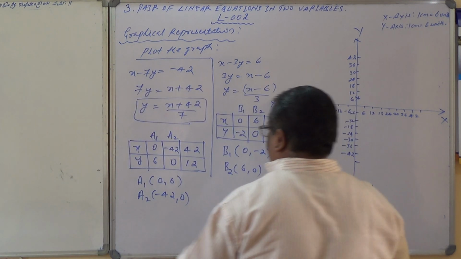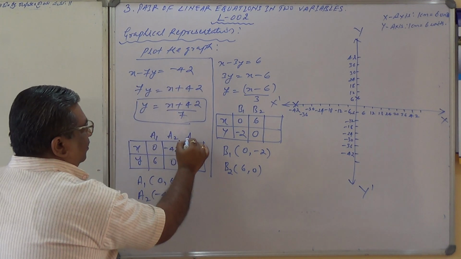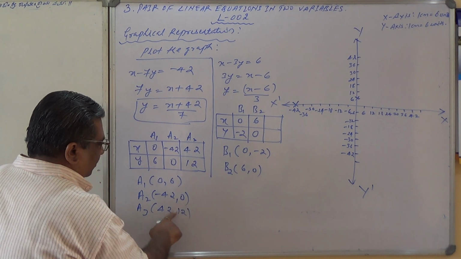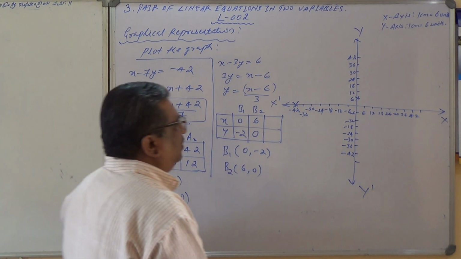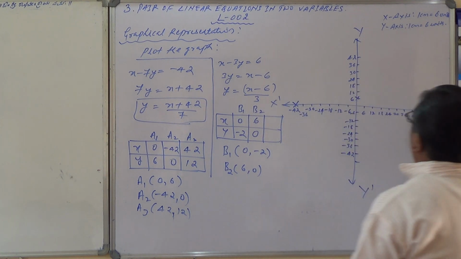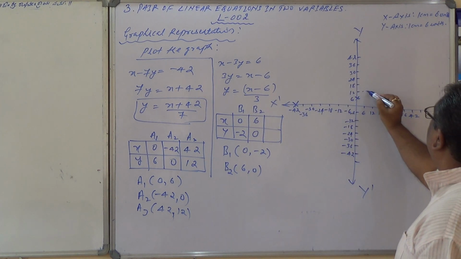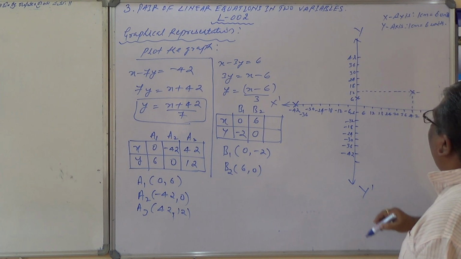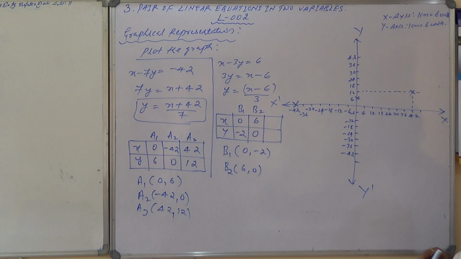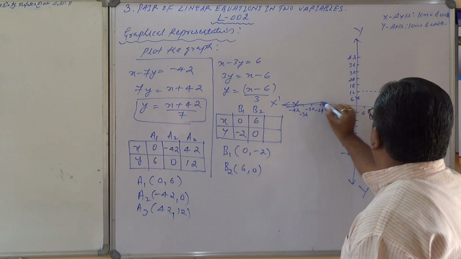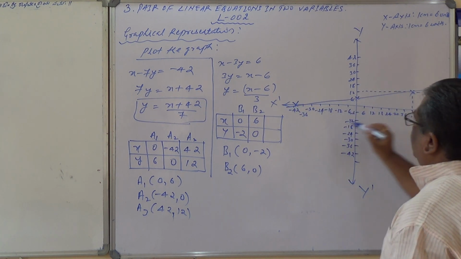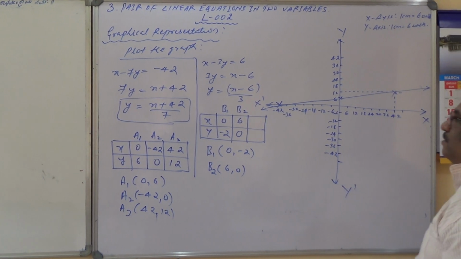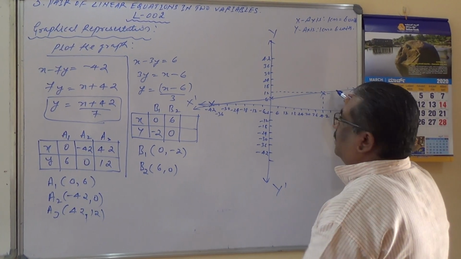So the third point, which is A3, is 42 comma 12. Here it is something like this. It is not up to the scale, but anyway. So I have 3 points which I will be able to join by a straight line. This is the graph for the first linear equation. Let me name that also.